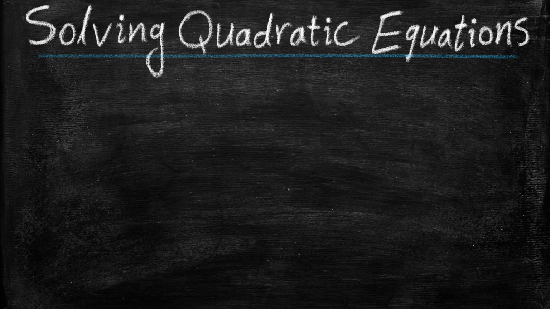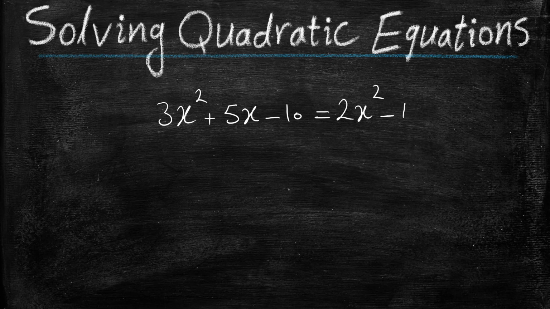We're going to learn how to solve any kind of second degree equation, otherwise known as quadratic equations. We already introduced them. You know what they look like, you know how to identify them. We already covered that. So something like 3x squared plus 5x minus 10 equals 2x squared minus 14.